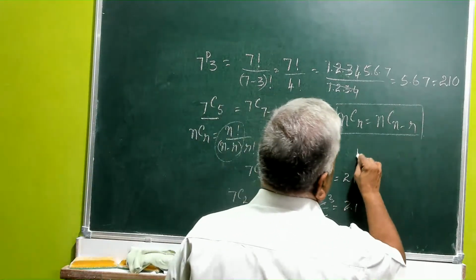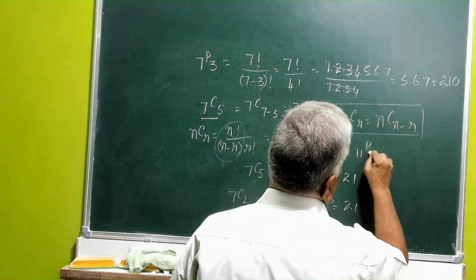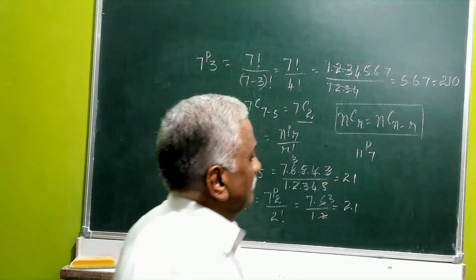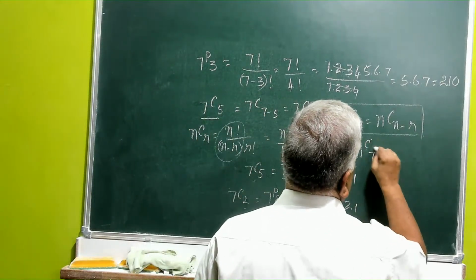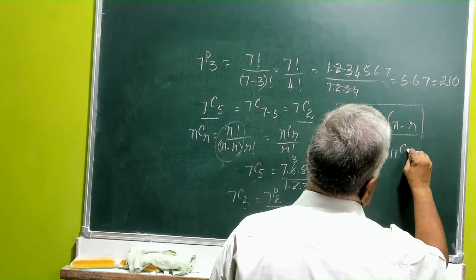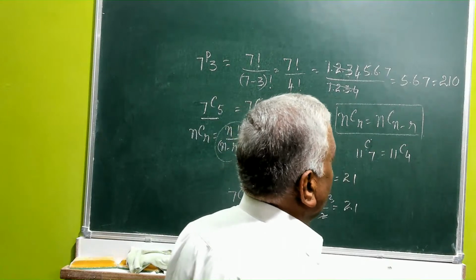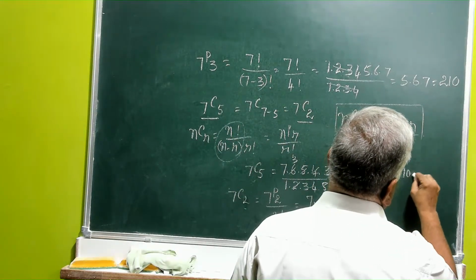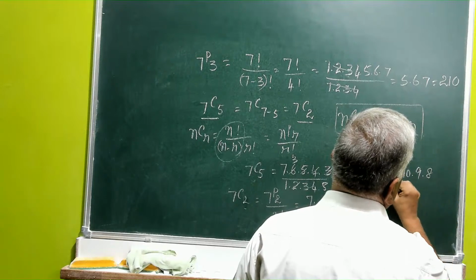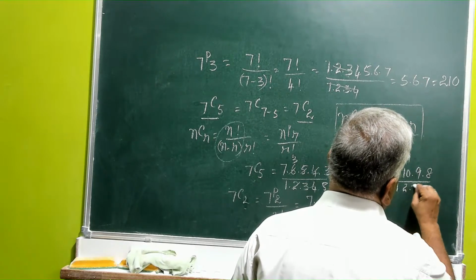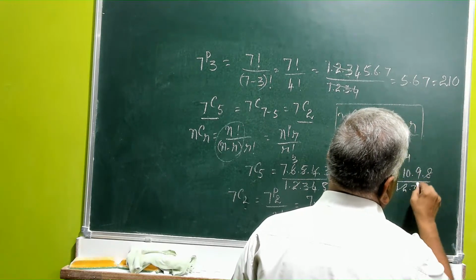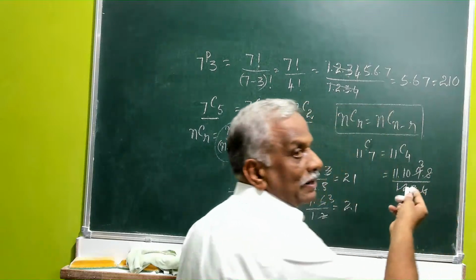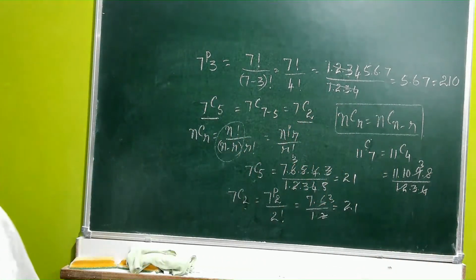Supposing I want 11C7. I will write this as 11C4. How to find out 11C4? 11 into 10 into 9 into 8 divided by 1 into 2 into 3 into 4. Can one work it out and get the solution?